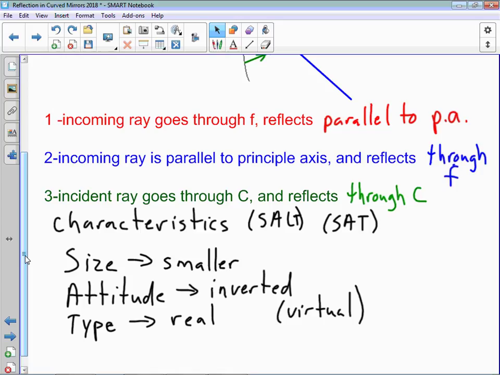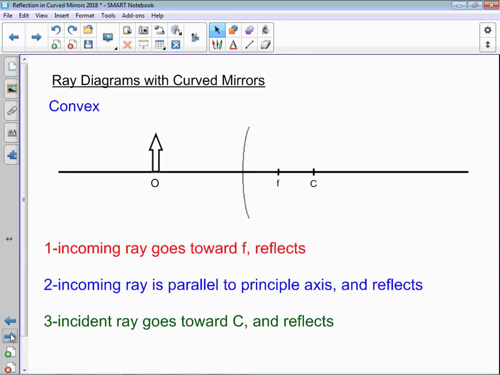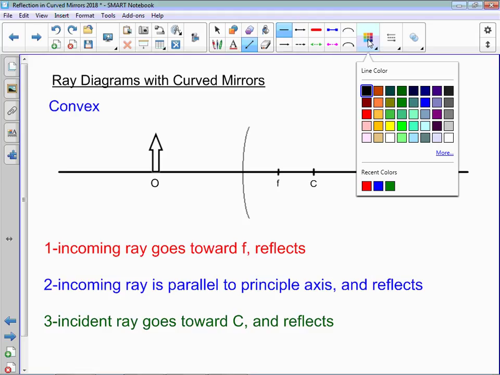So let's take a look then at what this looks like with a convex mirror, because it's very, very similar, but it has some slight differences, and people do tend to have a little bit more trouble with the convex mirror than with the concave mirror. So the incoming ray goes towards F. Now, the ray is going to hit the mirror, so we can't draw the incoming ray going through F. That's impossible. It's going to hit the mirror, it's going to reflect. So this is what you do.